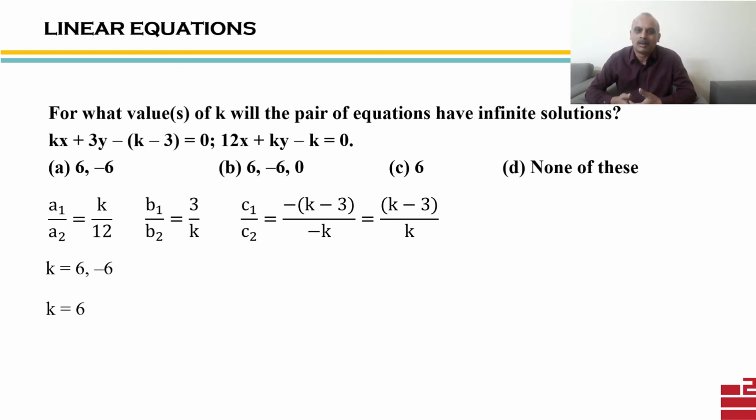Which one is the answer, or is it that both are the answers, that the value of k is 6 as well as minus 6? Please understand, when k is 6, all three ratios will be equal. When k is minus 6, only the first ratio will be equal to the second ratio but not equal to the third ratio. And that is why we are looking for the value of k which ensures that all three ratios are simultaneously equal, and therefore the value of k which is common to both these solutions will be the answer. So our final answer is k is 6.